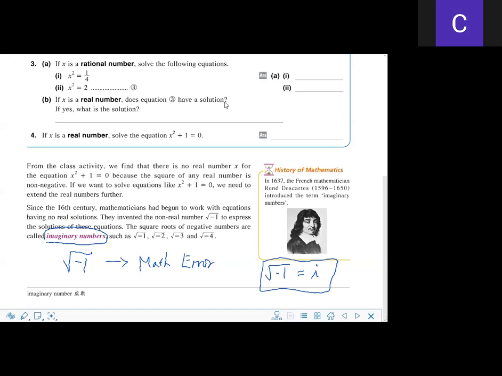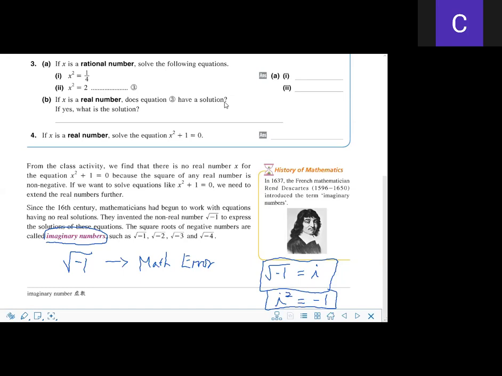And I need you to remember one more thing. When we have I squared, I to the power 2, I squared is always changed back to -1. So when you have I squared, you will need to change this number to -1. But when you have square root of -1, you need to change it to I. So this is what we need in learning the imaginary number.